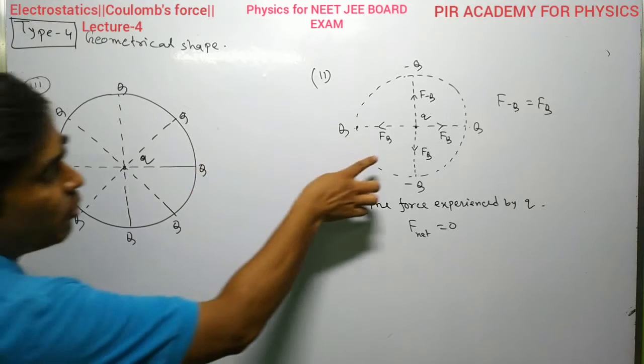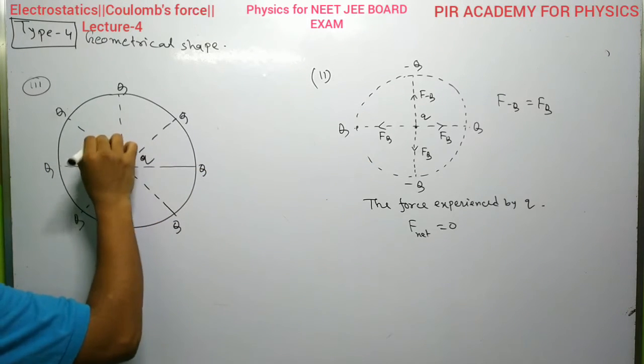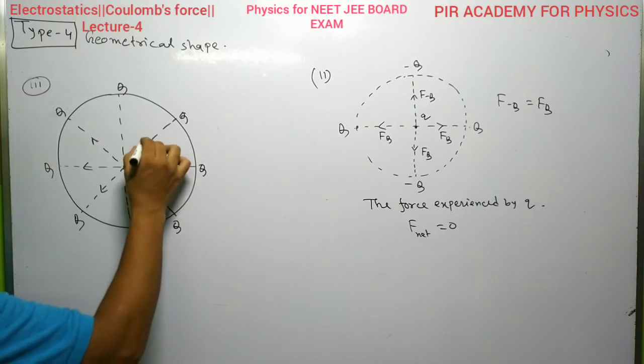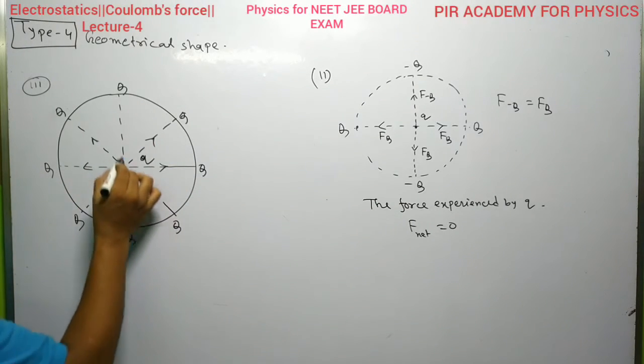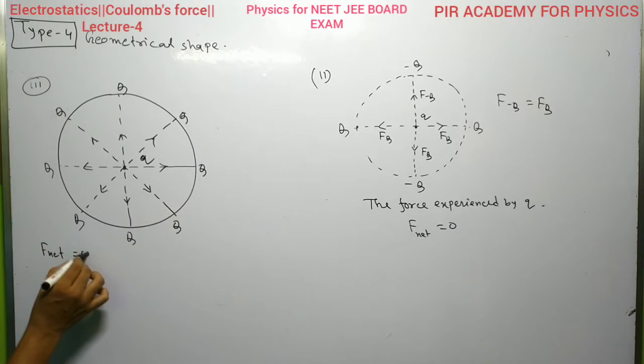In this way, all these forces are opposite to each other. This one will be opposite to this one, and this force will be opposite to that force. So here the net force will be 0.